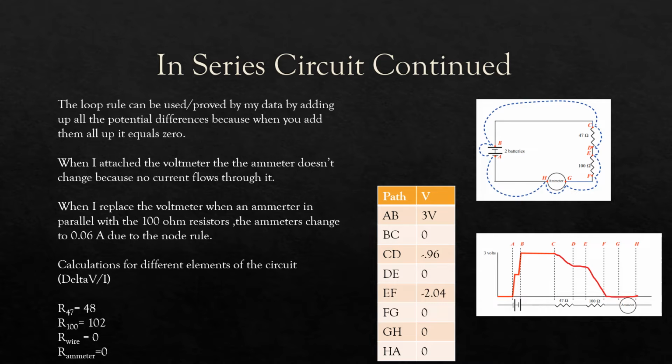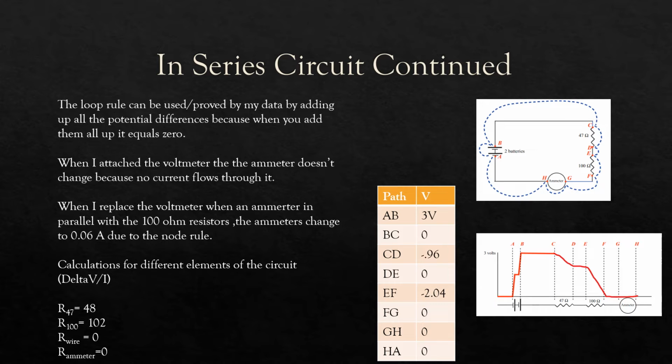I drew up the graph from the data in the table, and you can see that it starts out at 3 volts, and as it goes through the different resistors, it drops back down to 0, which just proves the loop rule can be used, because you add up all the potential differences and it ends up at 0.